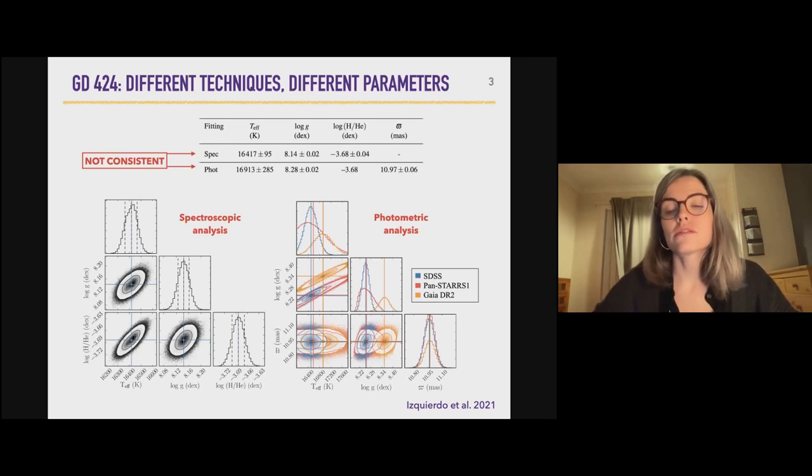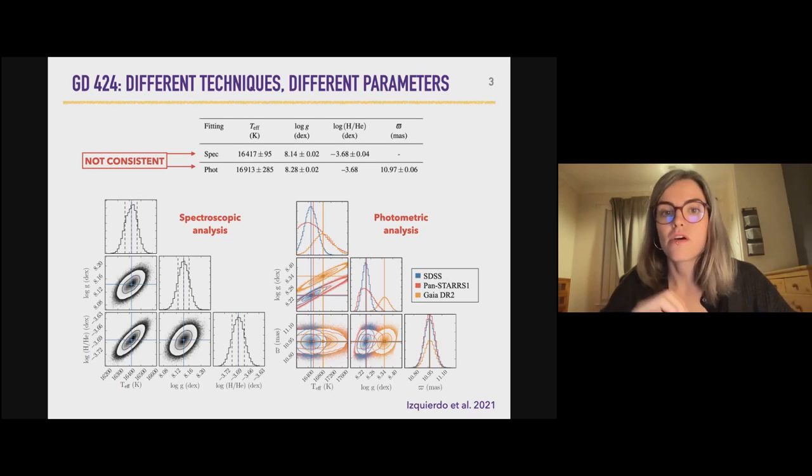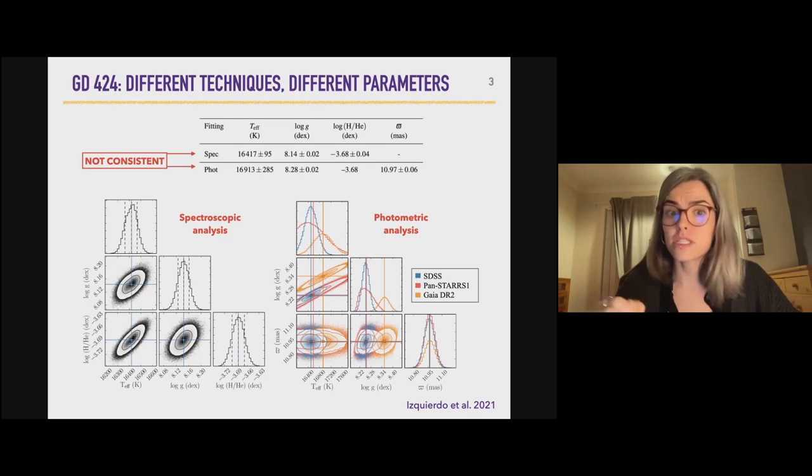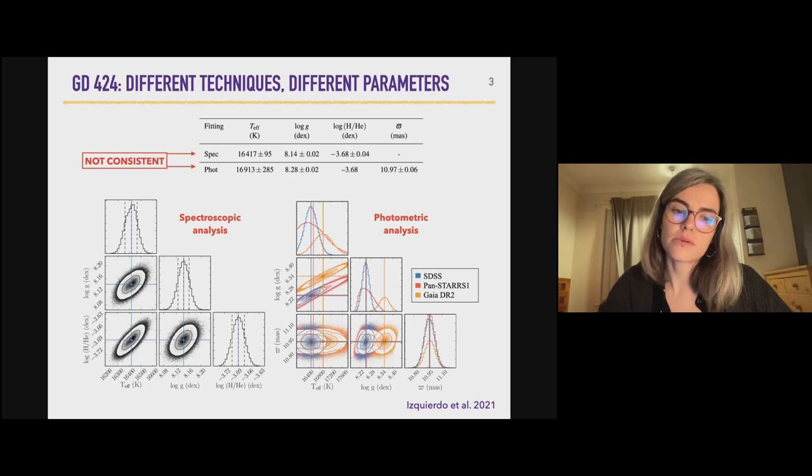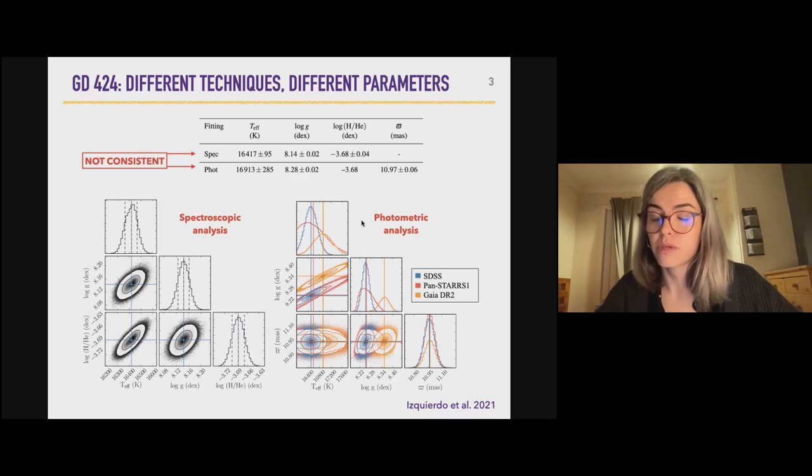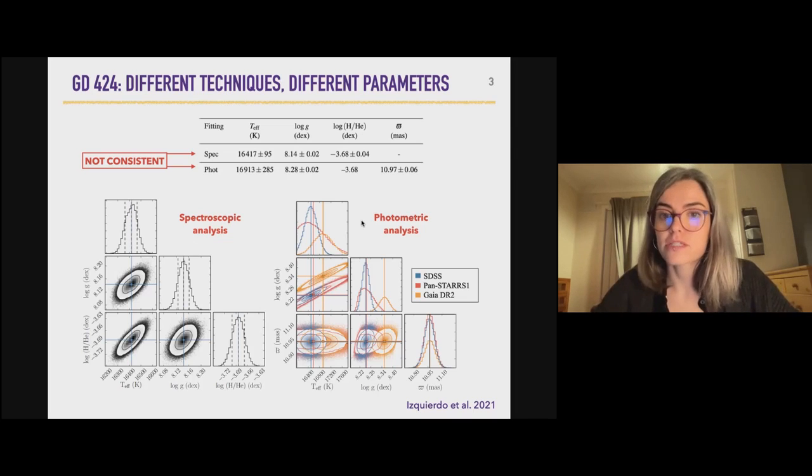We encountered this similar situation in the analysis of GD 424, a highly metal-polluted white dwarf with a helium-dominated photosphere with traces of hydrogen. Our initial goal with this study was to obtain the chemical composition of the likely accreted planetesimal. But while doing so, we found that our spectroscopic analysis and the 3 photometric analyses that we performed didn't yield the same photospheric parameters.